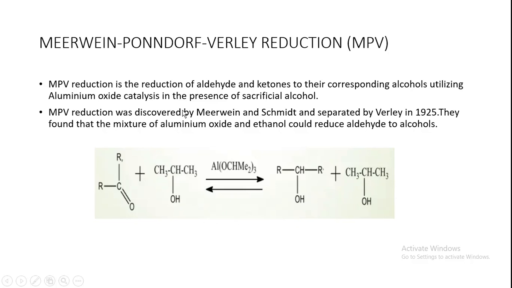MPV reduction was discovered by Meerwein and Schmidt and independently by Verley in 1925. They found that a mixture of aluminum ethoxide and ethanol could reduce aldehydes to alcohols. So that is the reduction reaction.